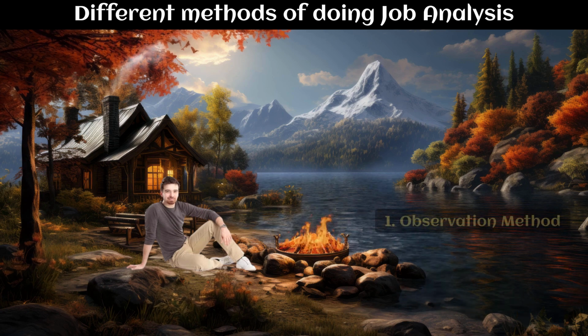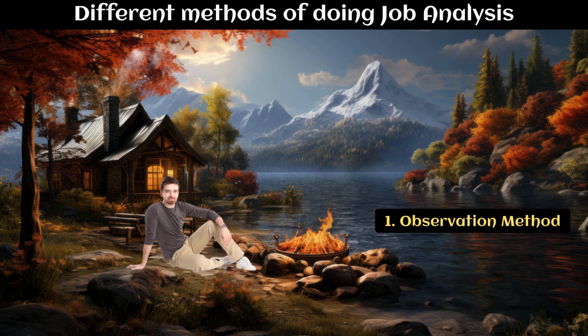Number 1. Observation method of doing job analysis. The observation method involves direct observation of employees as they perform their jobs. This can be done by job analysts, supervisors, or even the employees themselves. Analysts closely watch and record employee activities, tasks performed, tools used, and the time spent on each task. They may use checklists, video recordings, or other tools to capture the details of the job.